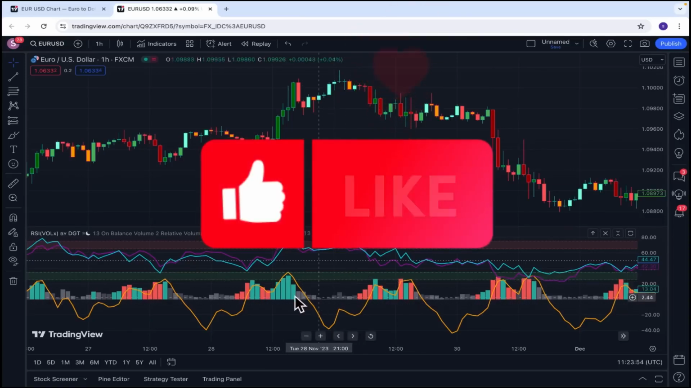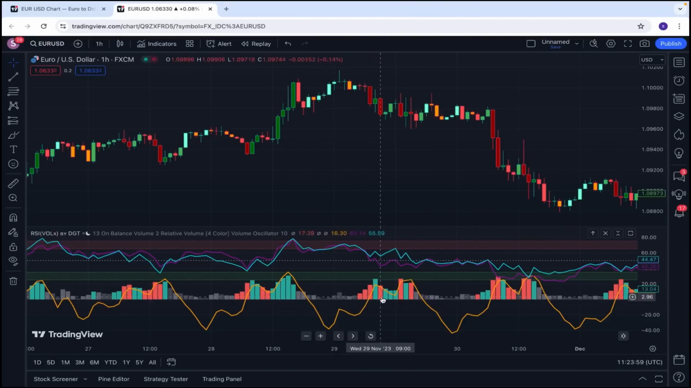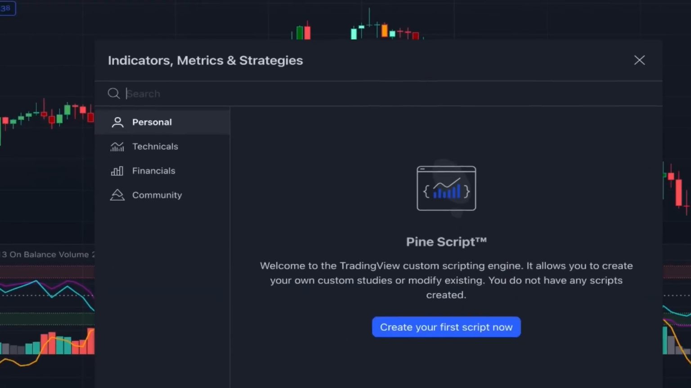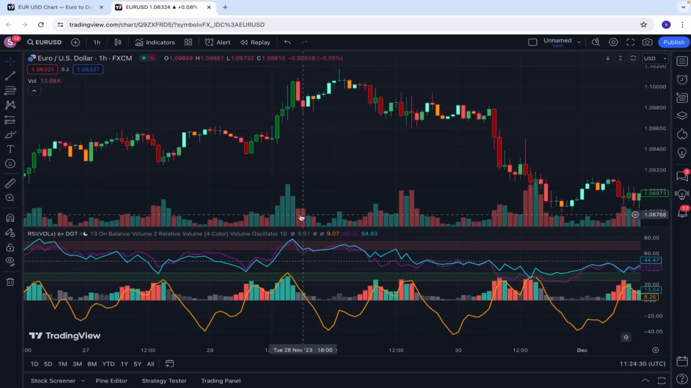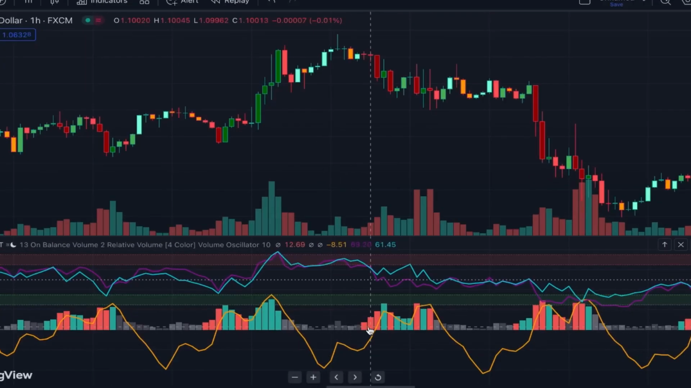First, let's begin with the bottom part, where there are volume bars similar to an ordinary volume indicator. For example, if we search volume in the indicators and add this one, which is the simplest and also the most commonly used volume indicator among traders, you can see that they are exactly the same, but this one provides more information besides showing the amount of volume in the form of bars.